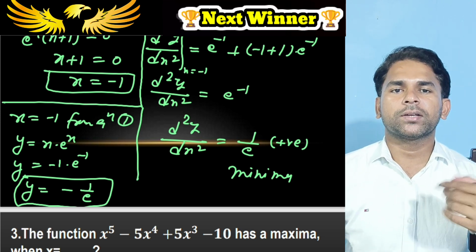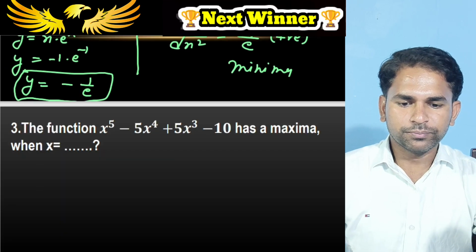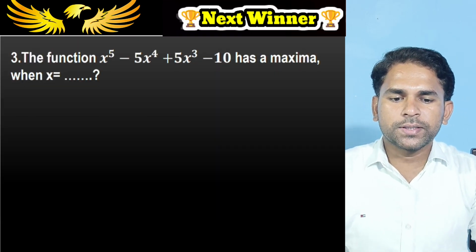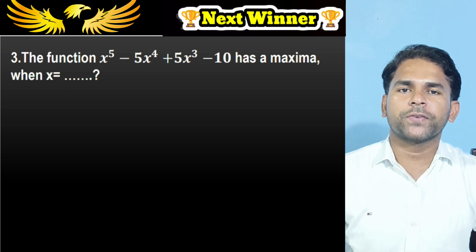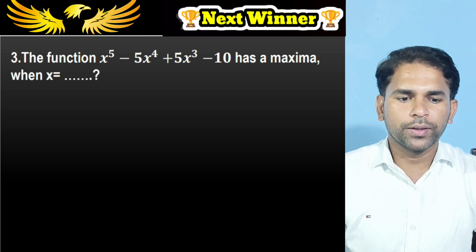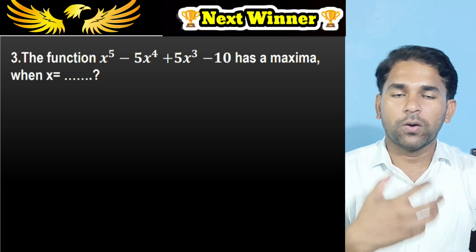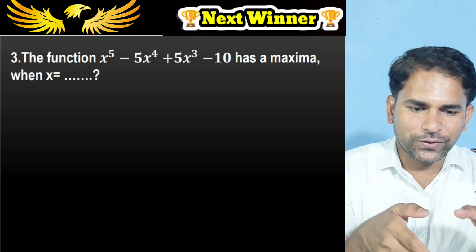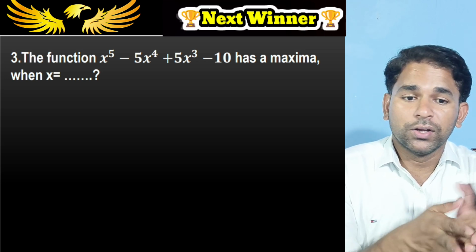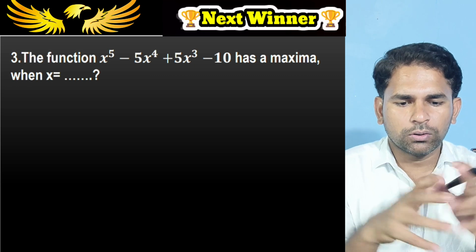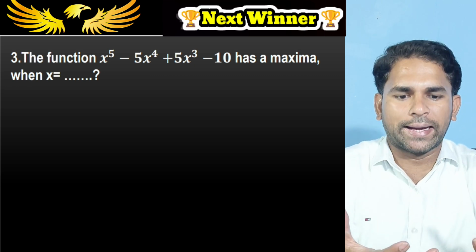Now you can see the next question on the screen. The function x^5 - 5x^4 + 5x^3 - 10 has a maxima when x is equal to what? In this question they are already telling us maxima. So if the maxima exists, what is the possible value of x?